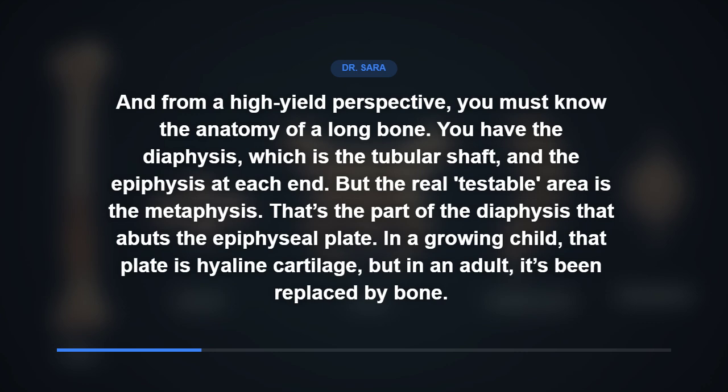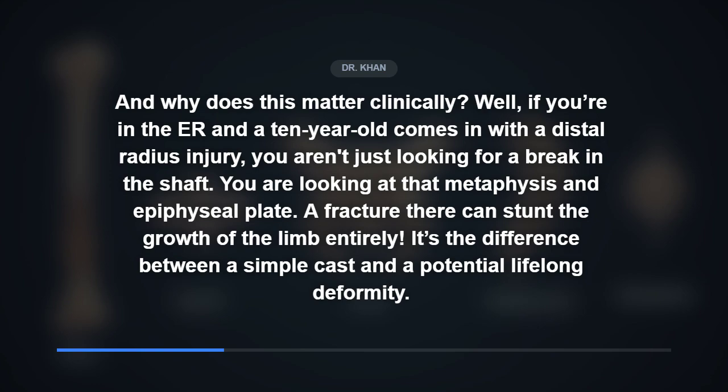And from a high-yield perspective, you must know the anatomy of a long bone. You have the diaphysis, which is the tubular shaft, and the epiphysis at each end. But the real testable area is the metaphysis. That's the part of the diaphysis that abuts the epiphyseal plate. In a growing child, that plate is hyaline cartilage, but in an adult, it's been replaced by bone.